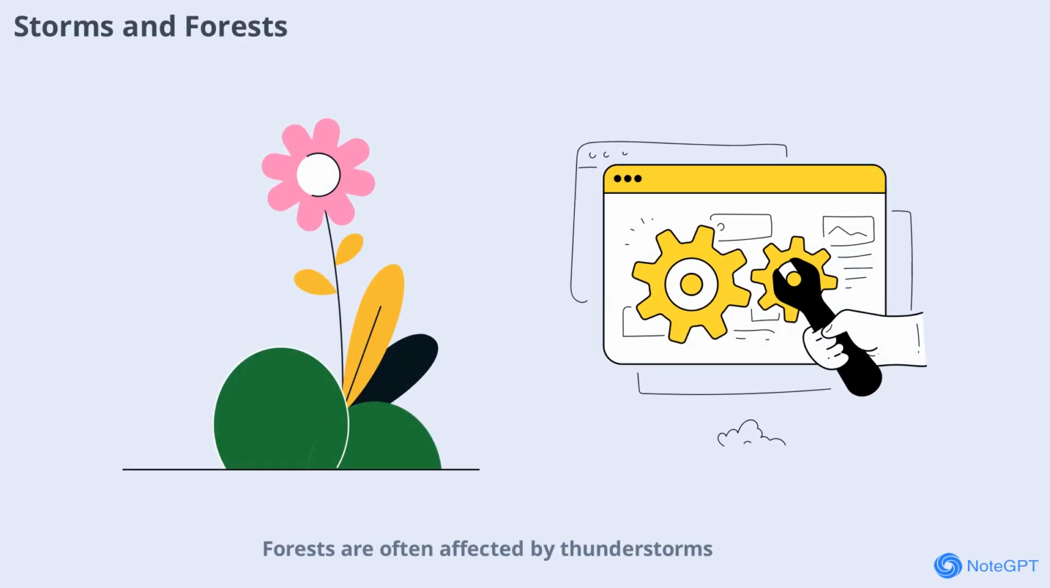Forests are often affected by thunderstorms, which can bring much-needed rain but also cause damage through high winds and lightning-induced fires. Fallen trees and branches can block trails and roads, while fires can threaten wildlife and habitats. Forest managers monitor weather conditions closely and take steps to reduce the risks posed by severe storms.